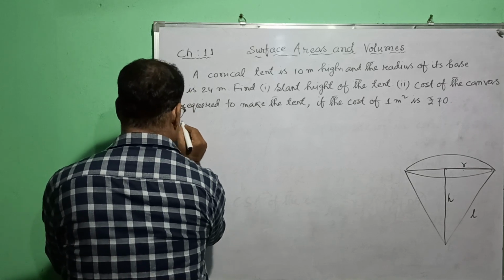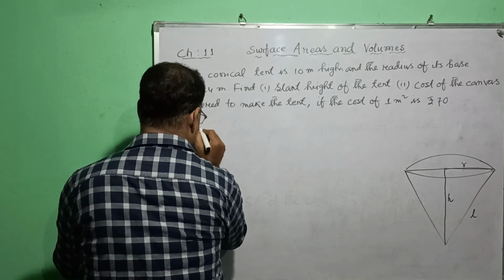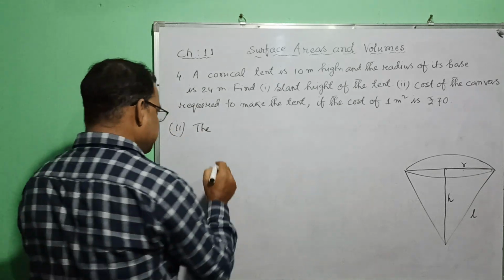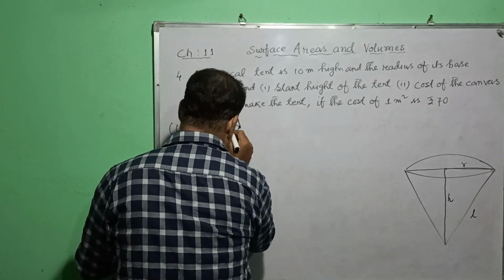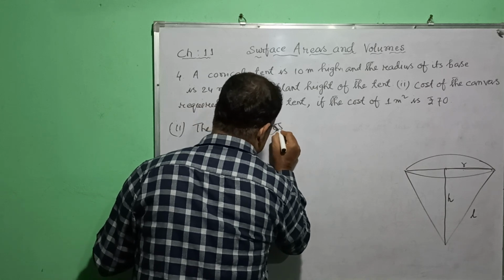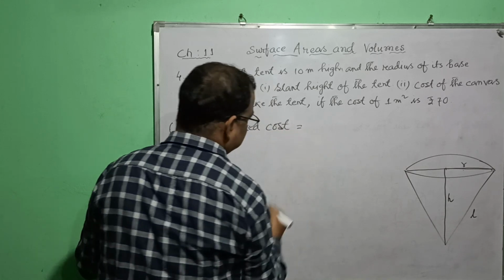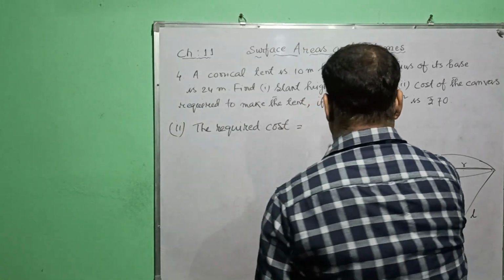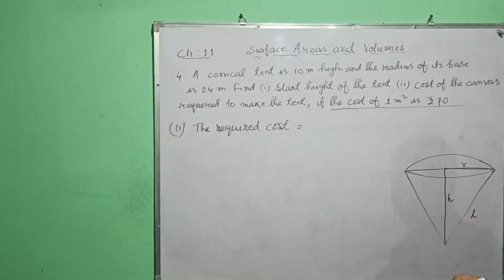Number 2, in shortcut we can write the required cost. The required cost equals, as it is given, the cost is rupees 70 per square meter. Our answer is 26. Cost of canvas required to make the tent.